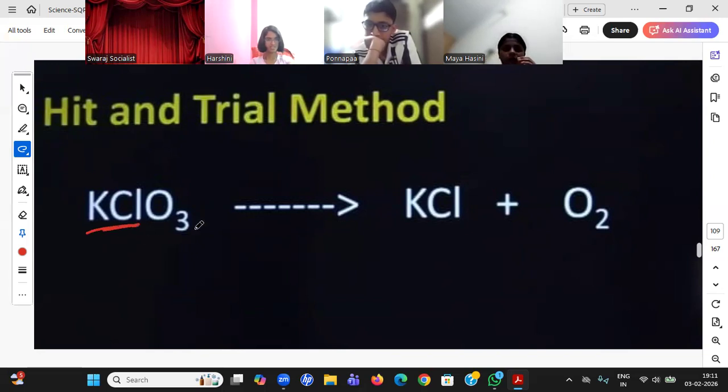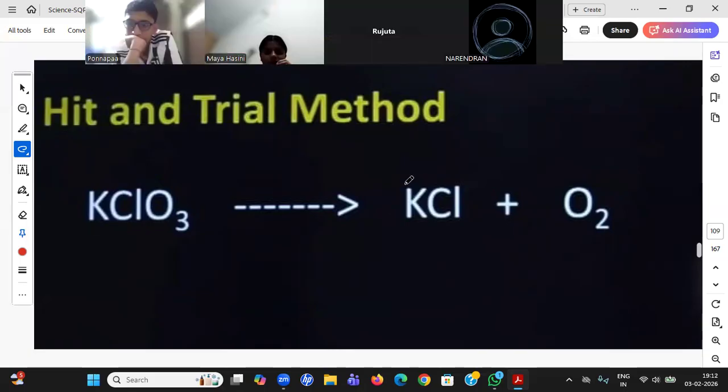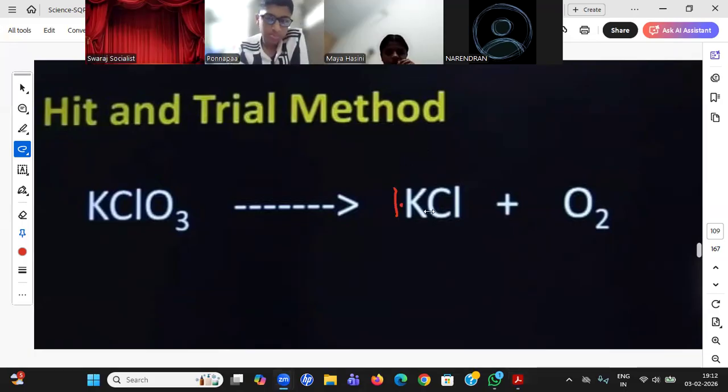Yes sir, but KCl is already balanced, right? Yes, the easiest one is already done. Let's go for the complicated one. Here 3 oxygen, here 2 oxygen. How can I make it 3? Sir, multiply with 3 here, so it becomes 6. Then we do 3 there for KClO3. Okay. Any other way? Yes, Narendran. Any other way?